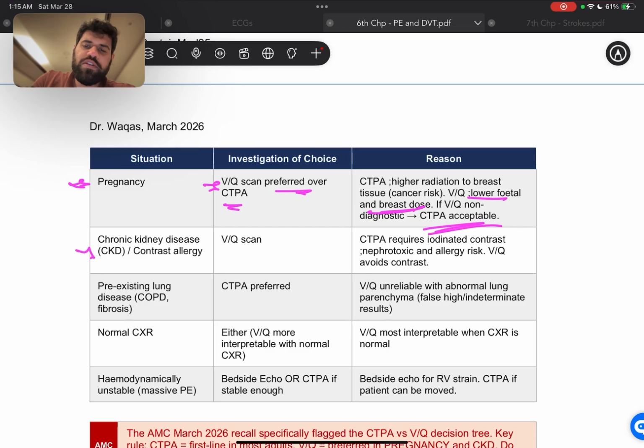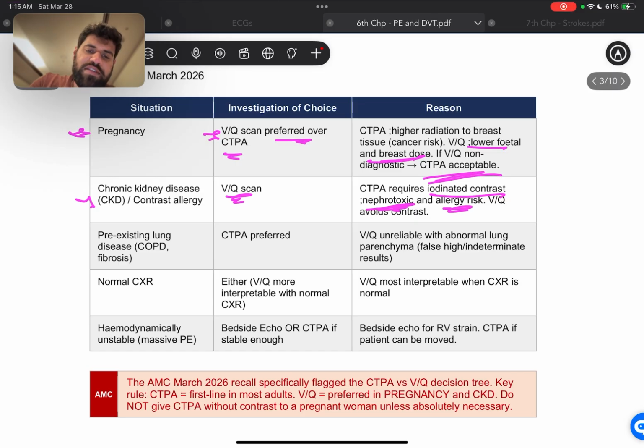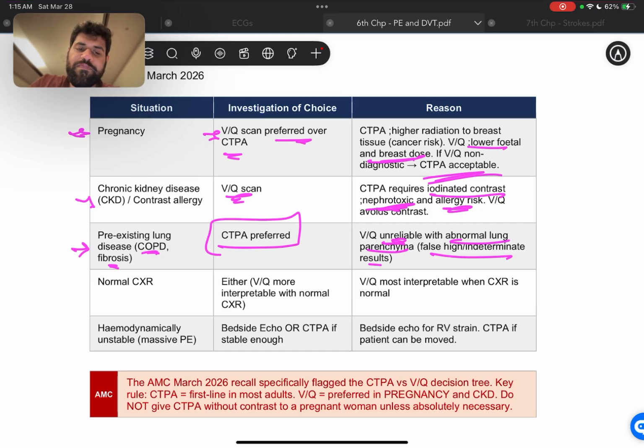Then if the patient has chronic kidney disease, again we do VQ because CTPA requires iodinated contrast, which is nephrotoxic, and allergic risk is high, and with VQ we avoid contrast. If the patient already has pre-existing lung disease, COPD or fibrosis, we do CTPA because VQ is unreliable for these patients with abnormal lung parenchyma. So we have false positives in these patients.